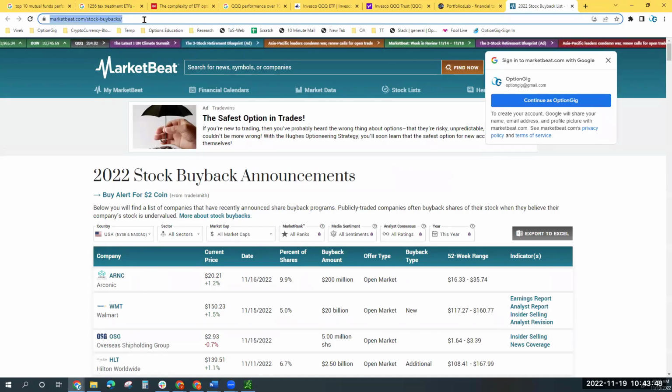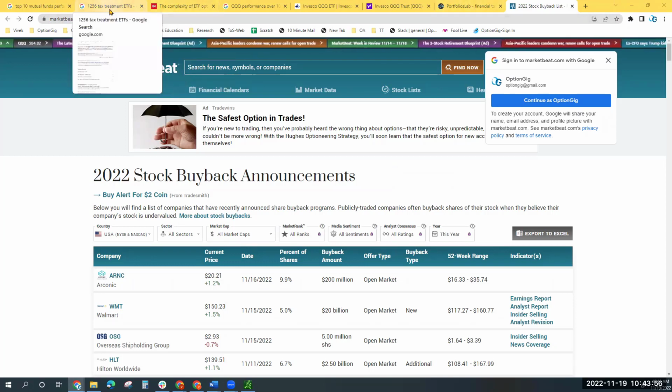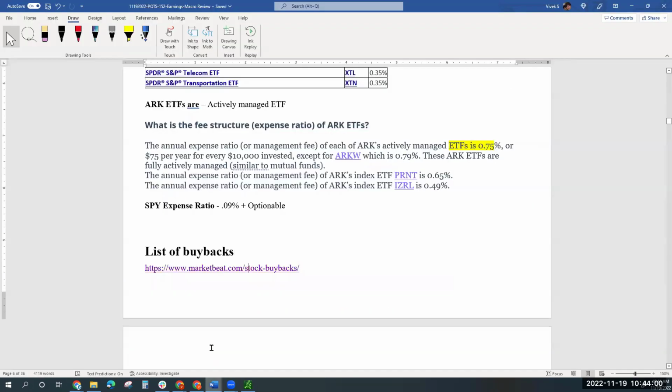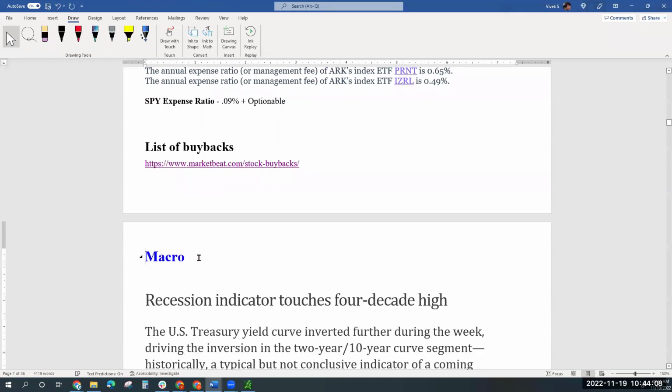I forgot who asked this question, but let me paste this URL in the chat. I do recall someone asking where we can find a list of buybacks. Okay, all right. So Ramesh said that. So that completes the action items from our previous meeting.